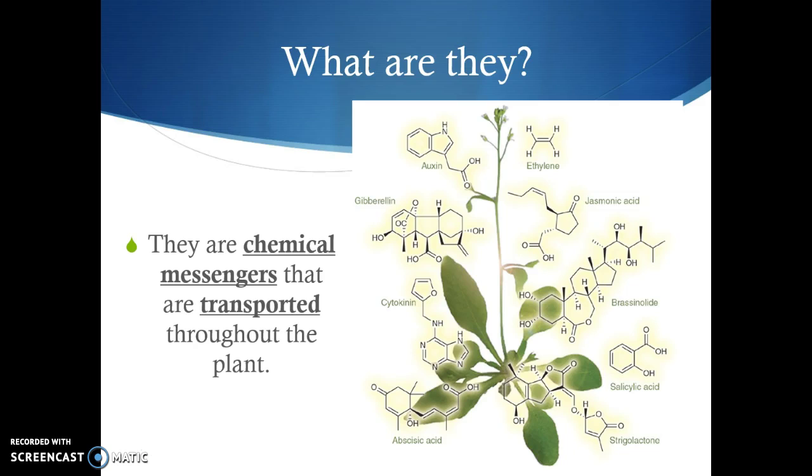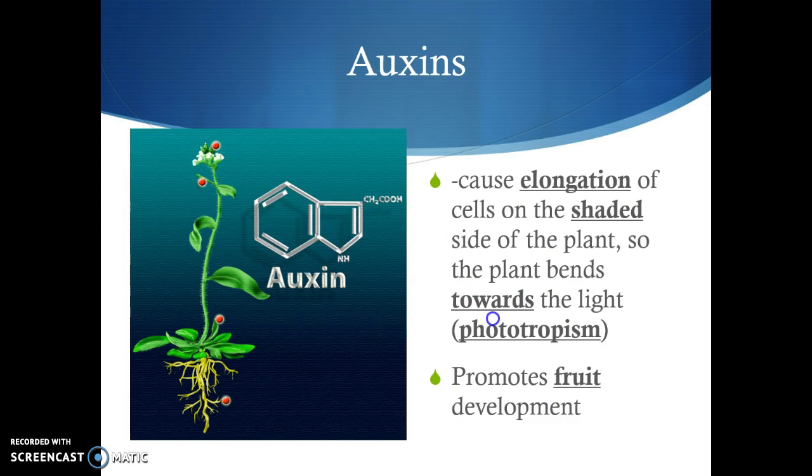So in plants, they are going to be a chemical messenger that's going to be used to transport information from one end of the plant, like the top of it, down to its roots, or from its leaves to the flowers, or from some part to another. There are going to be 4 hormones that you're going to be learning about today, and the first is called an auxin. Auxins are going to be a hormone that is used to elongate the shaded side of a plant. This is what's going to cause a plant to bend.